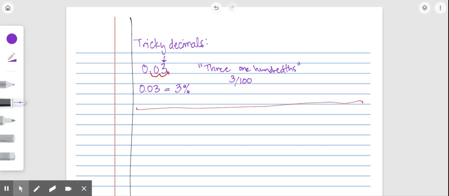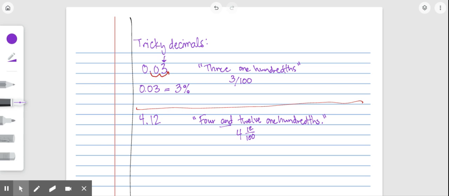Let's do 4.12. 4.12. So this is said as 4 and 12 100ths. Okay, this one's a little trickier. 4 and 12 100ths. So this is 4 and 12 out of 100.